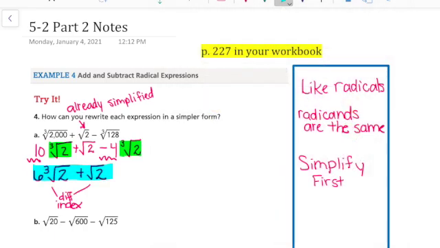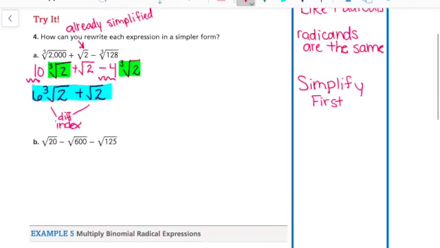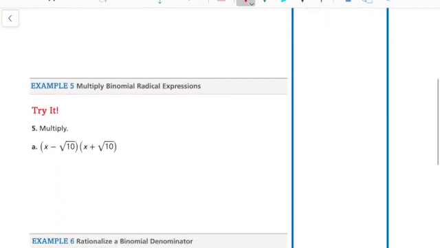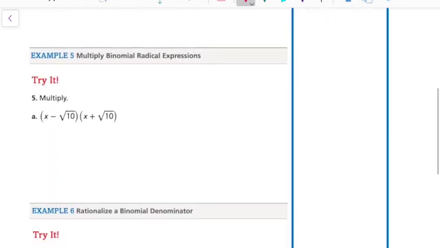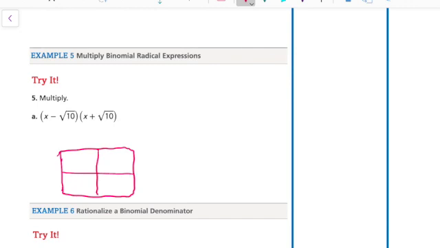You're welcome to try the next one on your own if you would like, but to keep the video shorter, I'm going to keep on rolling. All right, next. What happens when I want to multiply? So to multiply radicals, this is a binomial by a binomial. So I'm going to do x minus square root of 10 and x plus square root of 10.